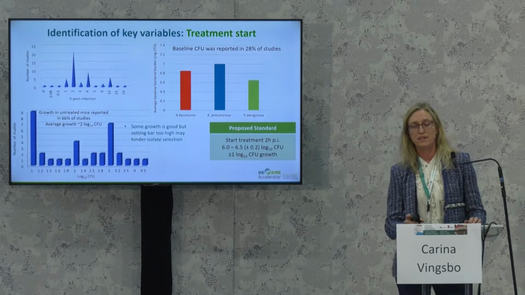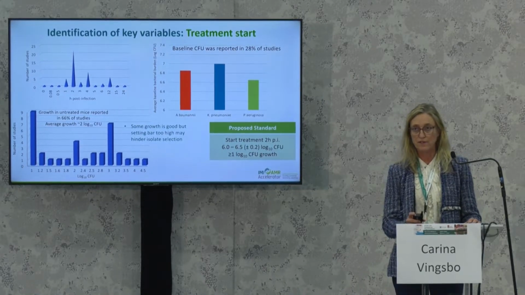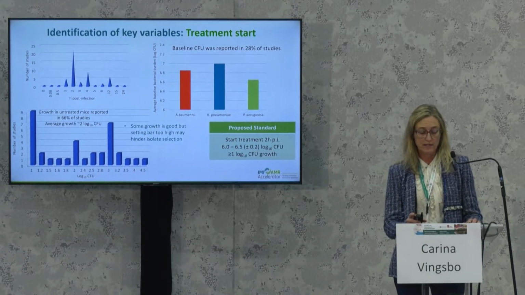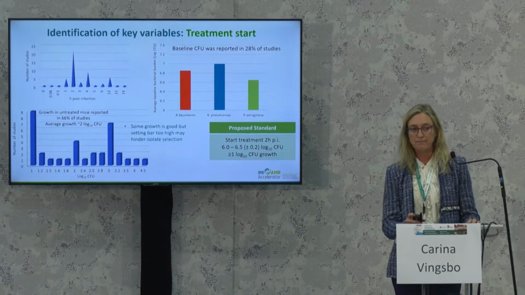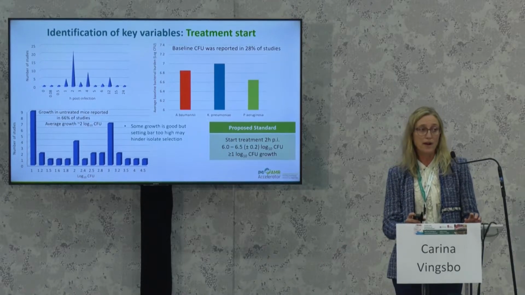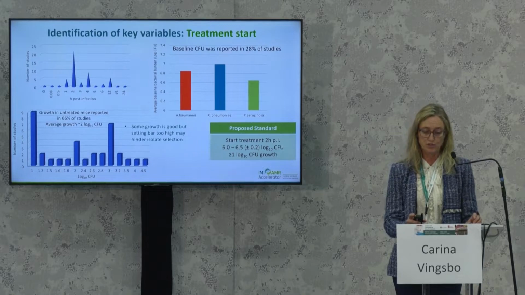The growth of the bacteria in the mice during the experiment procedure is also very relevant. And that was reported in the majority of the studies, but definitely not all. And the growth ranged from 1 to 3 logs, basically. And it's important that you do see some growth, indicating that you have a robust infection that you are treating. But setting the bar too high may then hinder selection of specific isolates that you want to use.